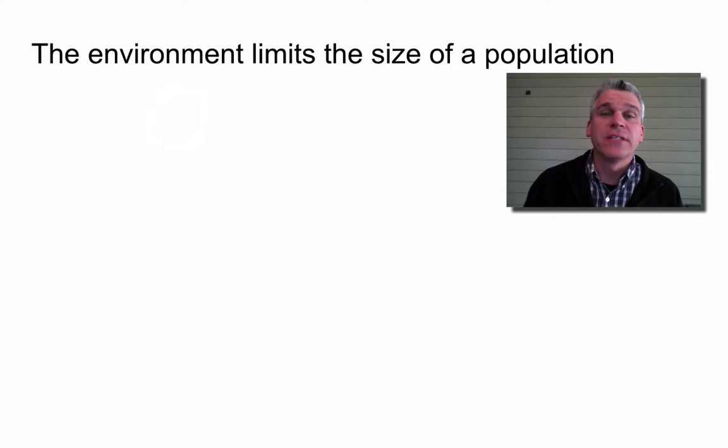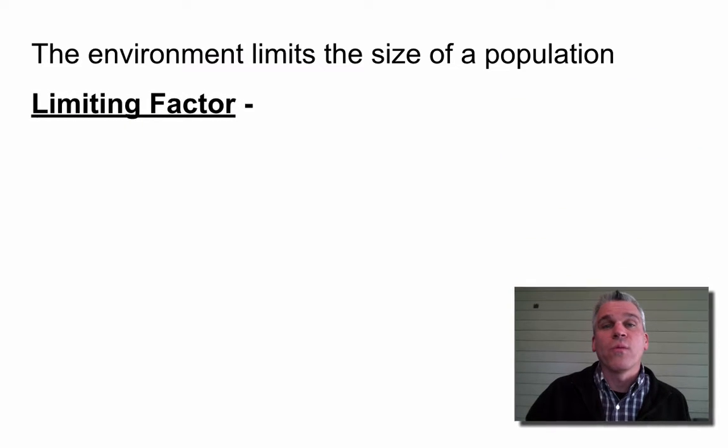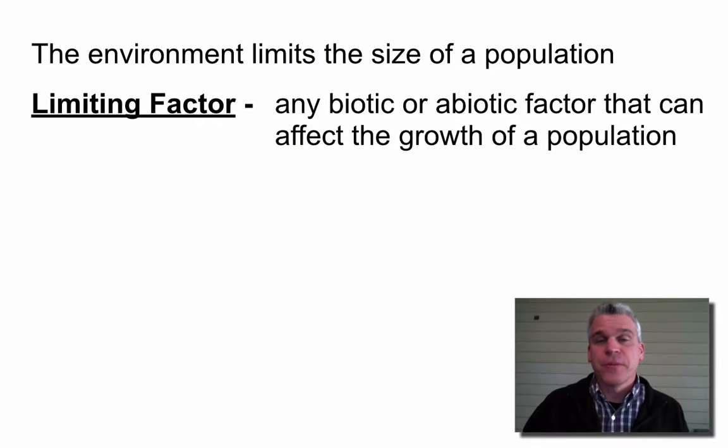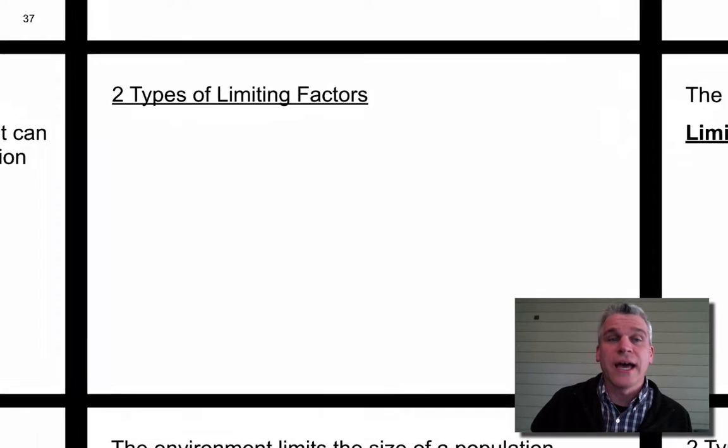Now the environment can limit how big a population can get. These are what are called limiting factors, which is any biotic or abiotic factor that can affect the growth of a population. There are several different kinds of limiting factors. In fact, we can kind of break them down into two types.